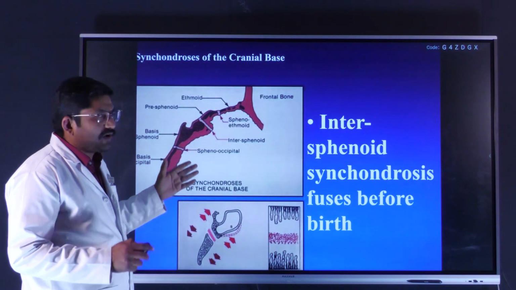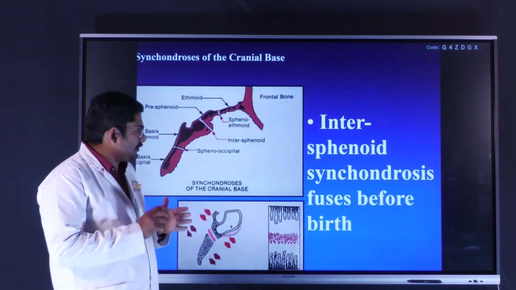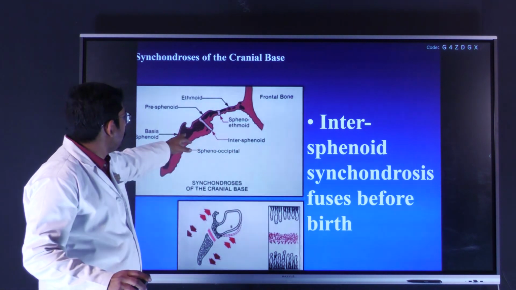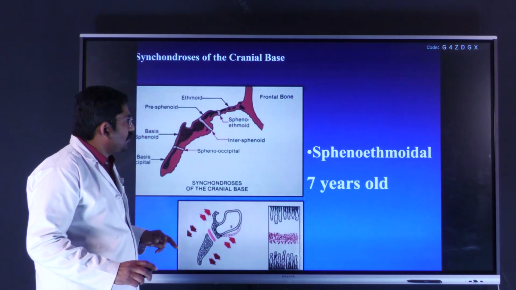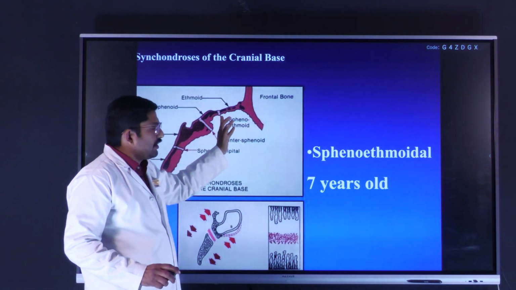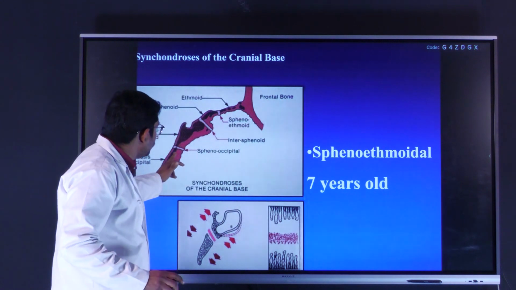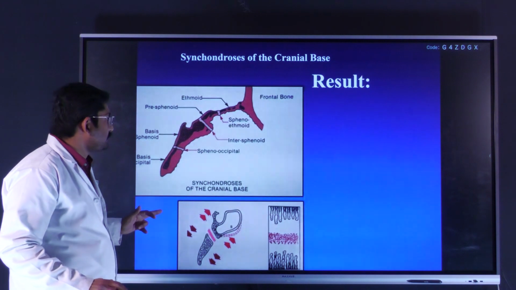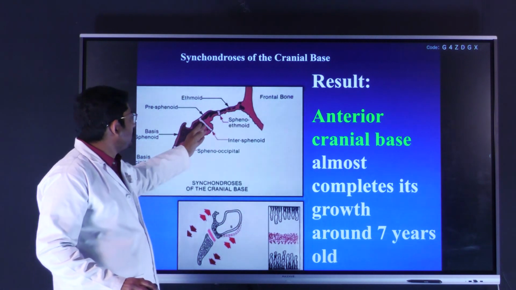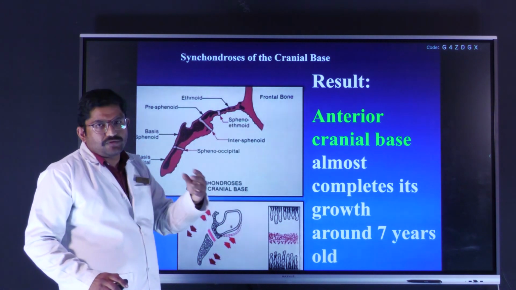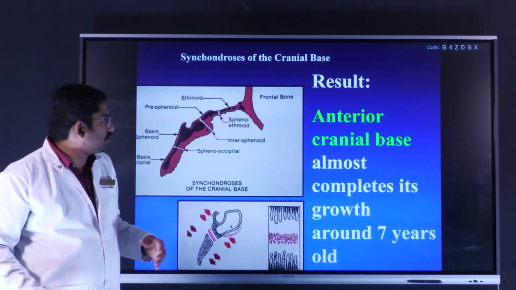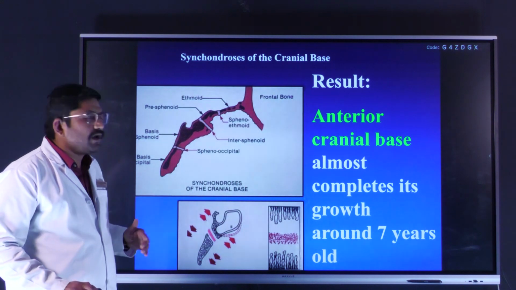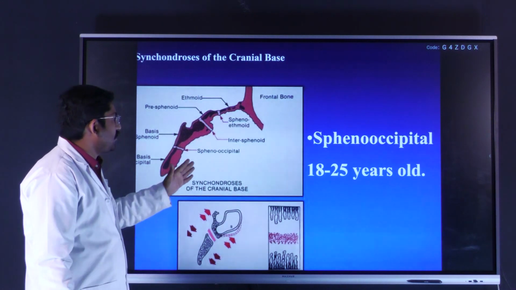The intersphenoid, when does it fuse? It fuses at birth. By the time the person is born, the intersphenoid is fused. The sphenoethmoidal fuses at 7 years of age. The last to fuse is the spheno-occipital at around 25 years of age. What is the significance of the fusion of the sphenoethmoid by 7 years of age? The result is that the anterior cranial base is almost completed by around 7 years of age.